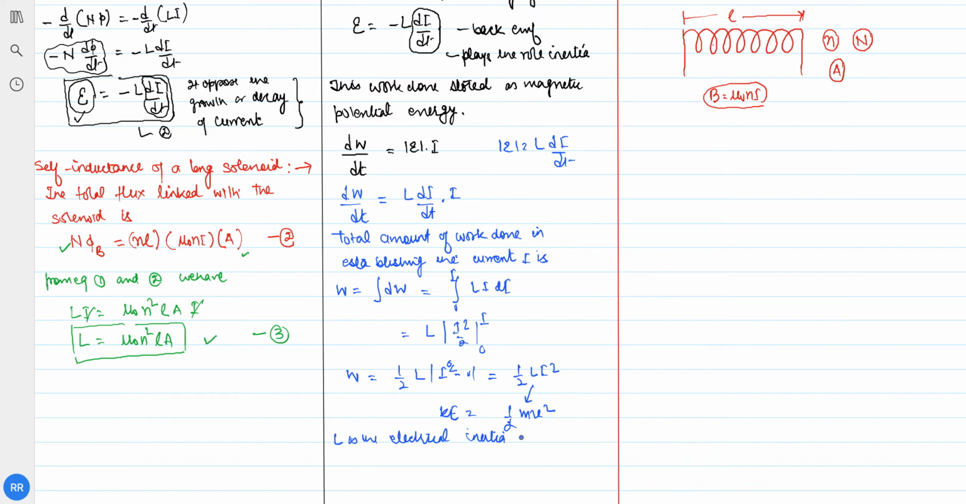And what is the physical meaning of this? It opposes the growth and decay of the current in the circuit. So we won't like to remain untouched with this very interesting definition of self induction.